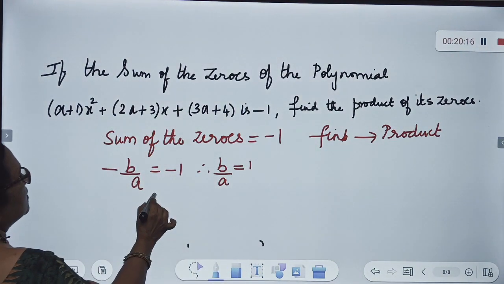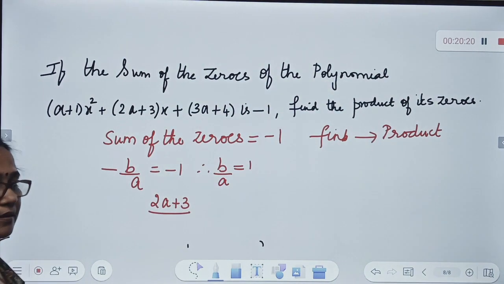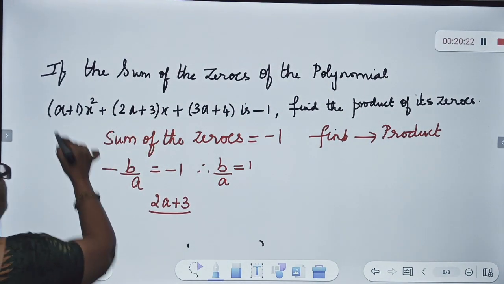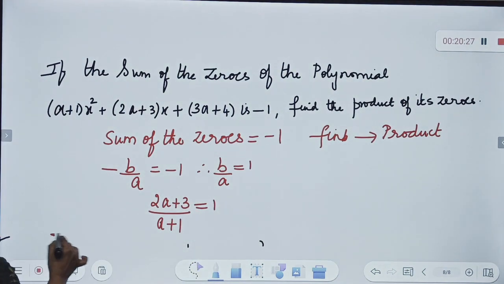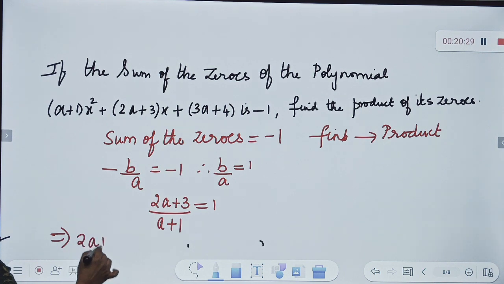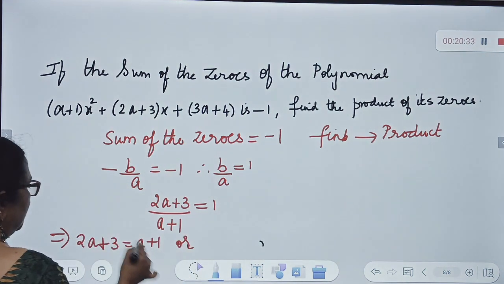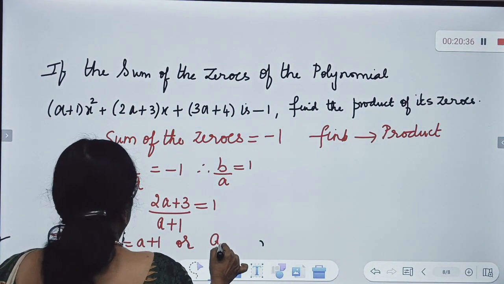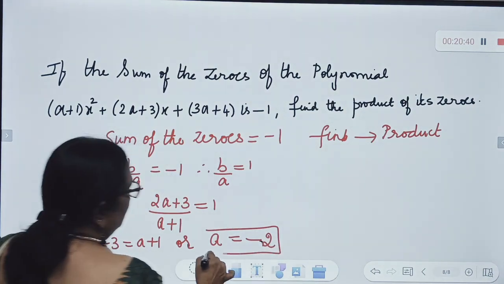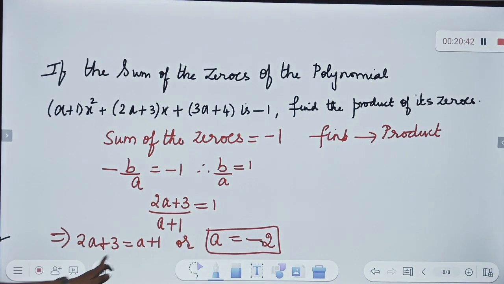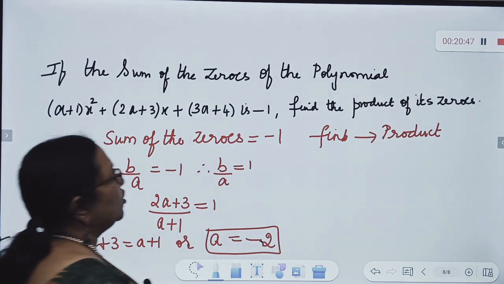Okay, which means 2a plus 3 by a plus 1 is 1, which implies 2a plus 3 equal to a plus 1. Bring a to this side, you will get a equal to 1 minus 3, which is minus 2. a equal to minus 2. 2a minus a is a, 1 minus 3 is minus 2. What is it you have to find?